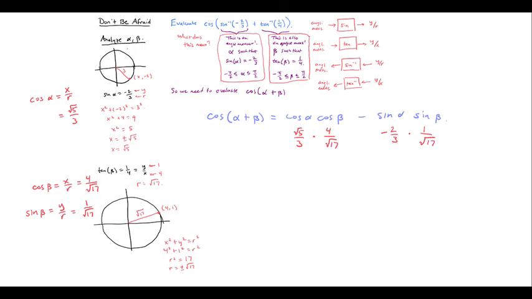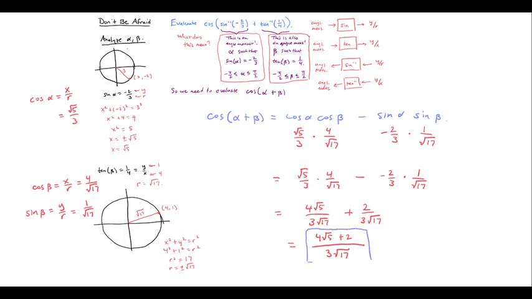And now I think I'm ready to calculate this entire mess. So this is going to be root 5 over 3 times 4 over root 17, minus negative 2/3 times 1 over root 17. Don't forget there's a subtraction and a negative sign there. So what do I get? I get 4 square root of 5 over 3 root 17 minus, well, that minus and negative is going to give me a plus 2 over 3 root 17. So I believe that my answer is going to be 4 square root of 5 plus 2 over 3 root 17, which if you'd guessed that at the beginning of this video, go and buy a lottery ticket. That's a heck of an answer there.